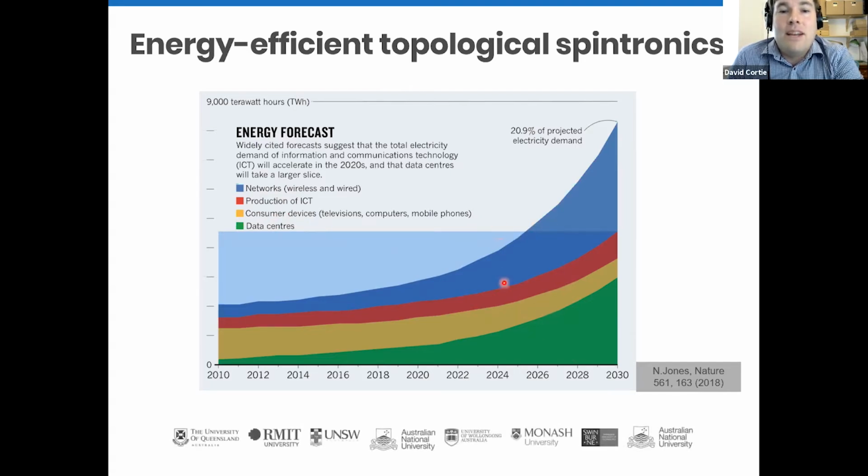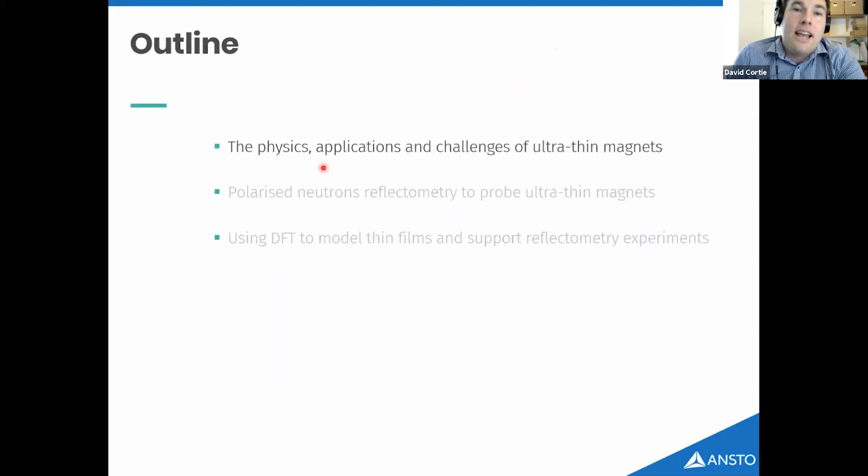And there are many different competing ideas that are being explored across different universities in Australia. My particular interest is the idea of energy efficient topological spintronics. Can we create a topological transistor that performs better than current transistors? And along the way, there's this idea that ultra-thin magnets can play an important role.